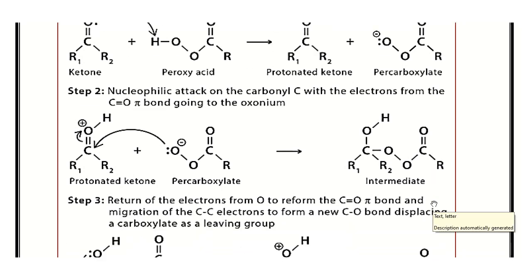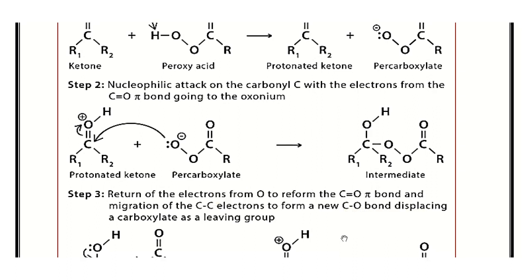Clear? So in this reaction, the carbonyl carbon is being attacked by the electron from the percarboxylate, because of the breaking of the carbonyl oxygen double bond, and this carbon now has positive charge, due to which it can easily be attacked by this negative charge oxygen. So that's why it is being converted into the intermediate.